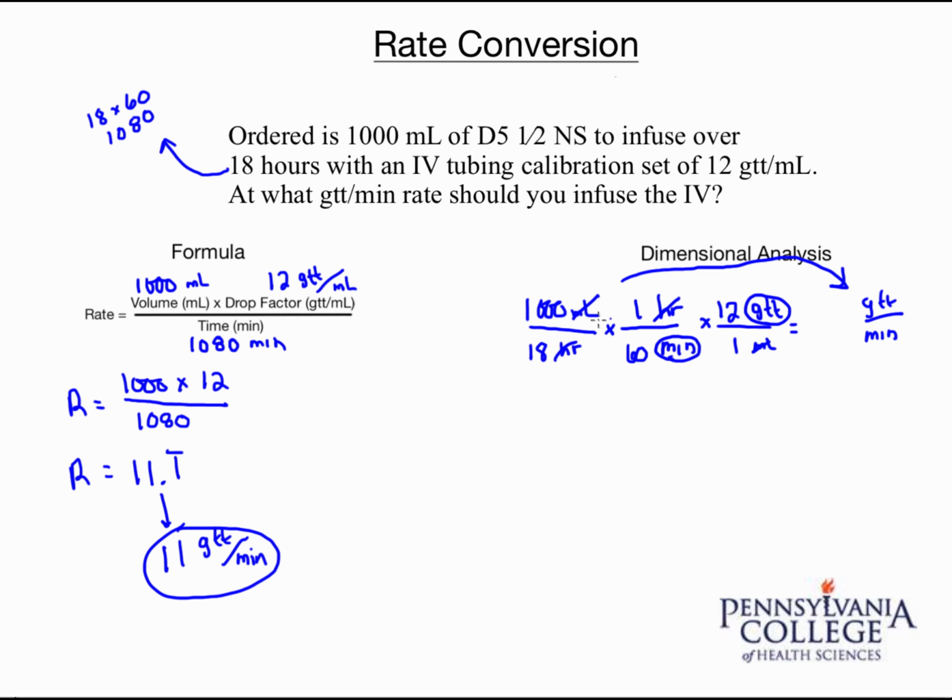We now see up top we're going to get that same 12,000 if we multiply all the numerators, and in the denominator we're going to get that 1,080. This is the same ratio that we got previously, which we found to be 11.1 repeating, which we can round to the nearest whole number, 11 drops per minute. Both of these approaches allow us to get our solution of 11 drops per minute.